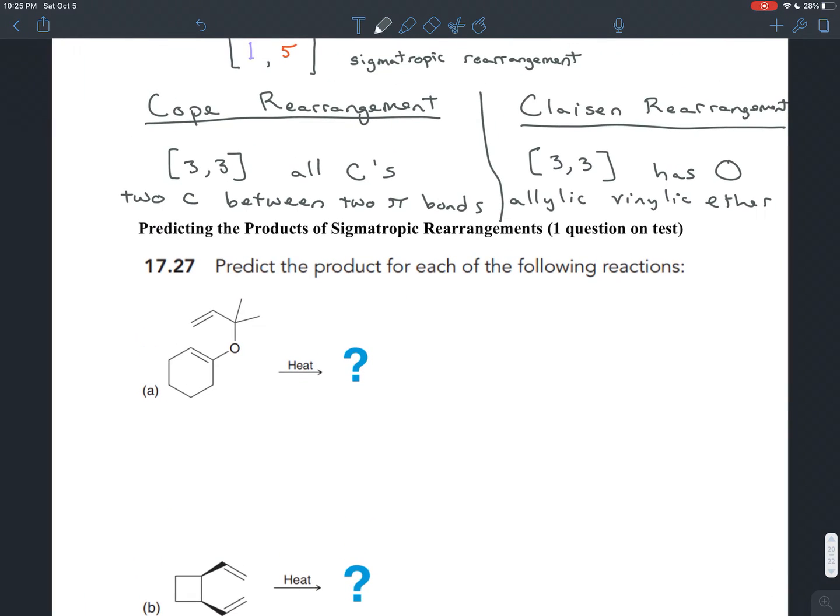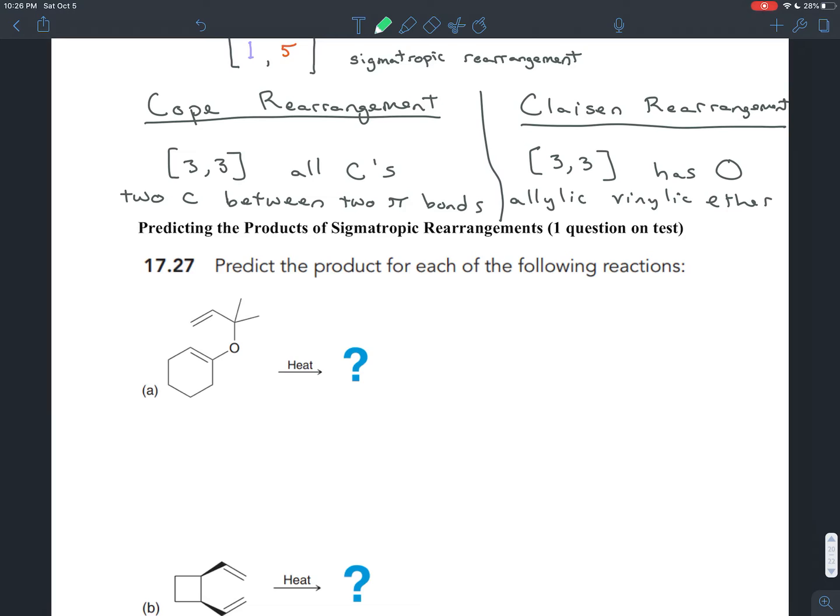So what we have here, we see that we have an ether. It's an oxygen with carbons on both sides. On one side, it's directly attached to a carbon in a double bond. That's vinylic. On the other side, it's attached one atom away from an atom in a double bond. That's allylic. So here we have an allylic vinylic ether, and that means that we're going to have that 3-3 sigmatropic rearrangement.